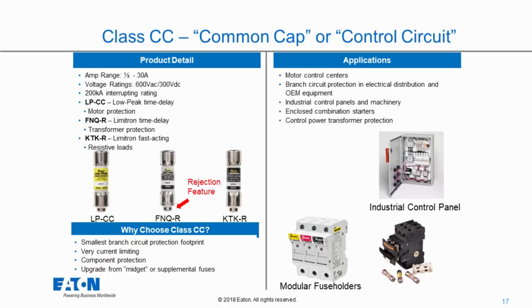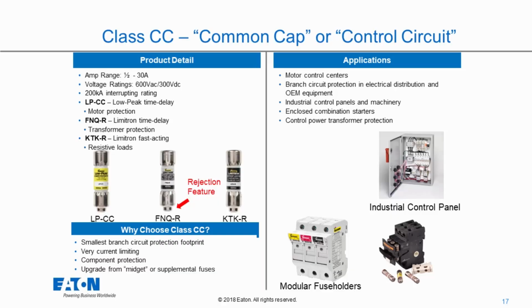So why do you choose a Class CC? For sure, it's the smallest branch circuit protection footprint. It's a very current limiting fuse. It's got a very strong level of component protection. And then we could upgrade from some of our supplemental fuses as well to go to a Class CC fuse.